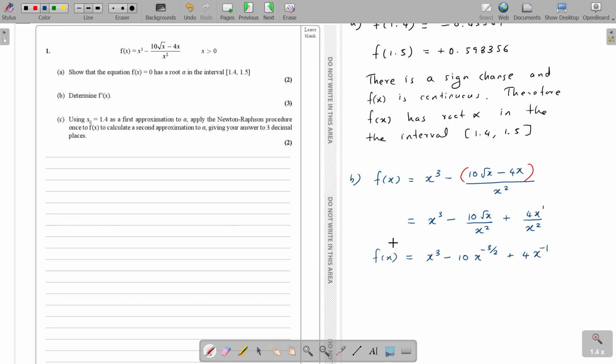Now we are ready to make f dash x. So when you differentiate, take the power in front: 3x squared, here minus 10 into minus 3 over 2, x to the power minus 3 over 2 minus 1 is minus 5 over 2. The next one, plus 4, you multiply by minus 1, x to the power minus 1 minus 1 is minus 2. So I end up getting here 3x squared plus 15 x to the power minus 5 over 2 minus 4x to the power minus 2. Are you okay with that?